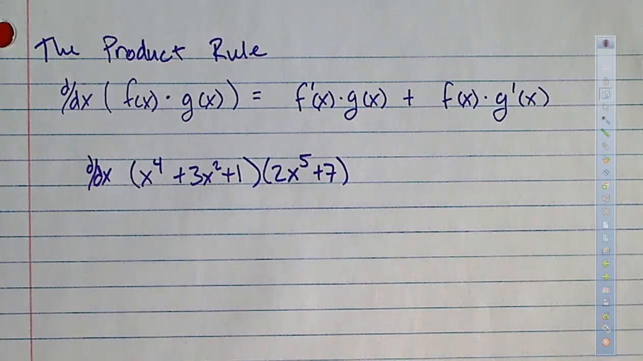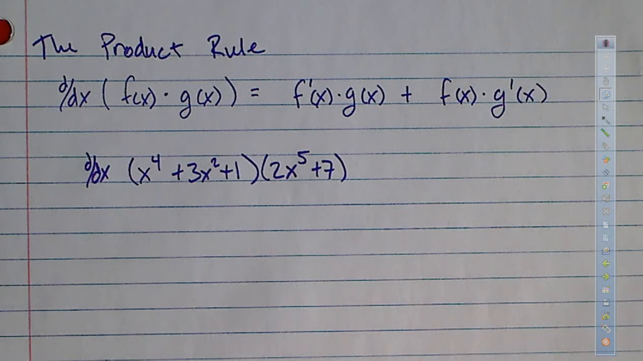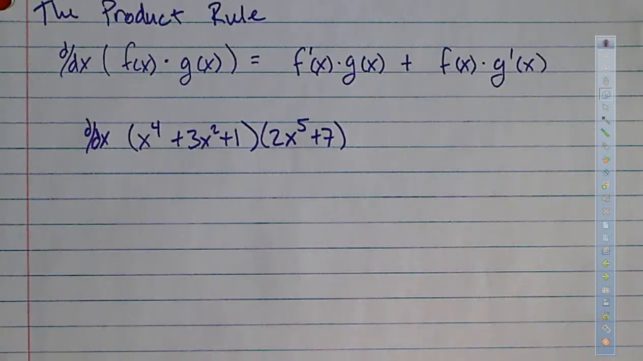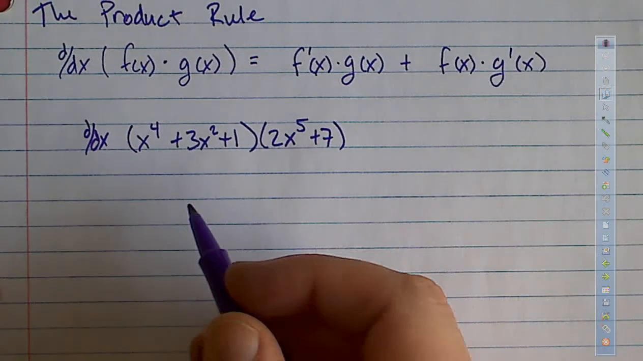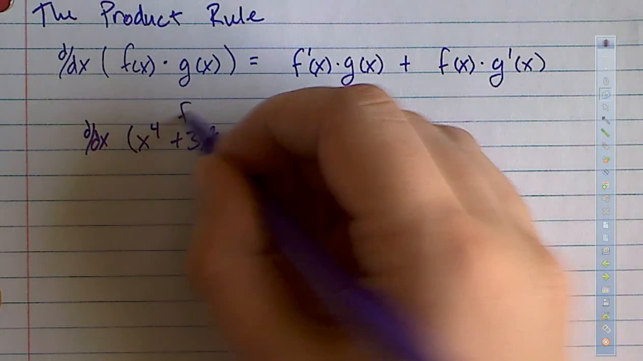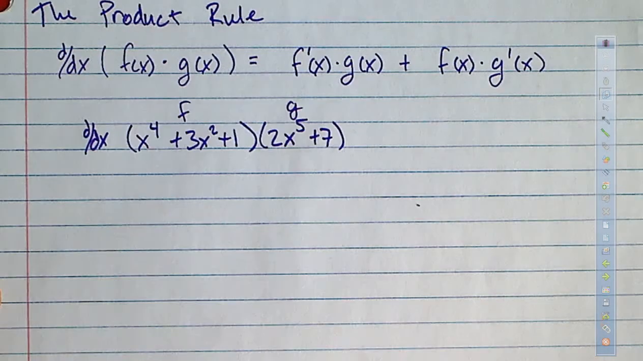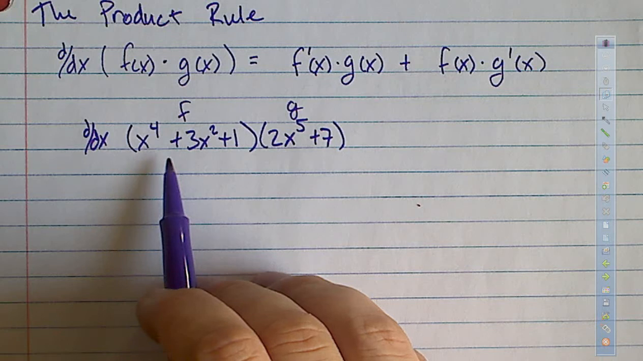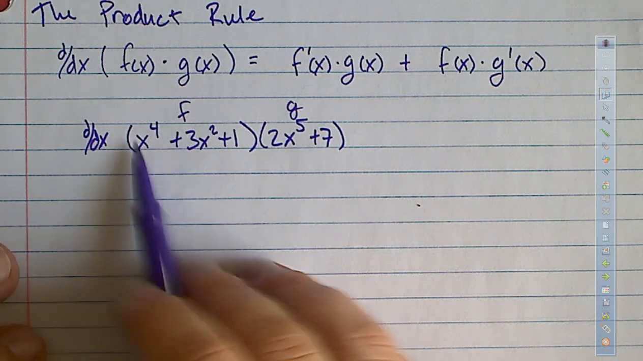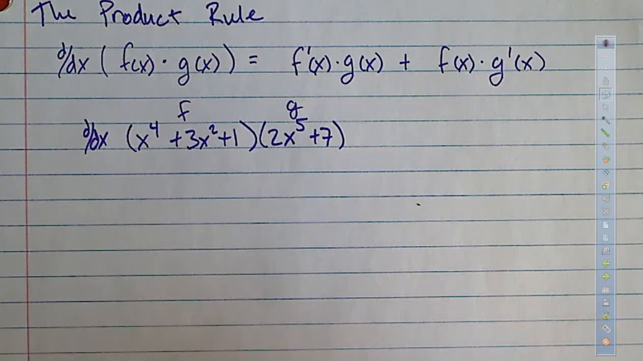Alright, so here's how I do it at least. I don't know if it's necessarily the easiest way. First thing I always do is identify which function's f and which function's g. So I'm going to say, just because that's how alphabet works, f is on the left and g is on the right. You could reverse them and it'd be fine.